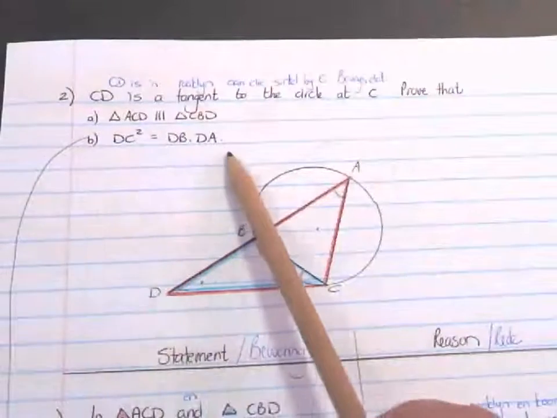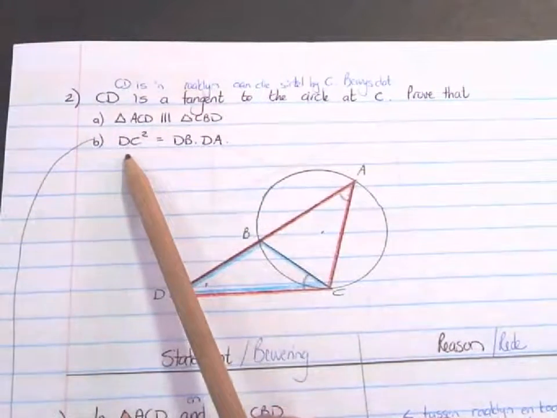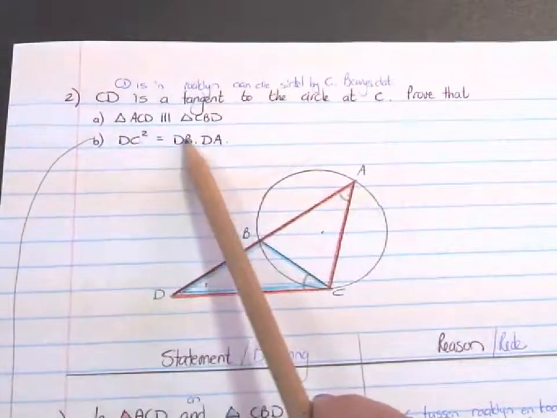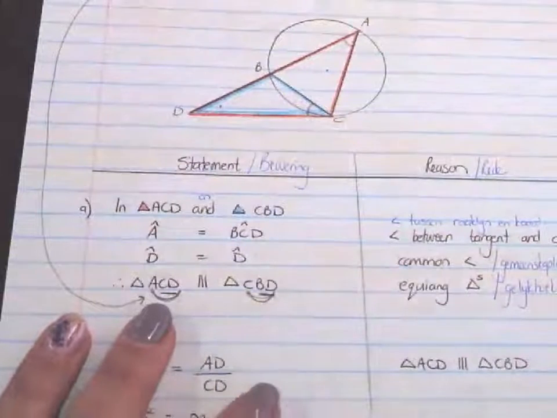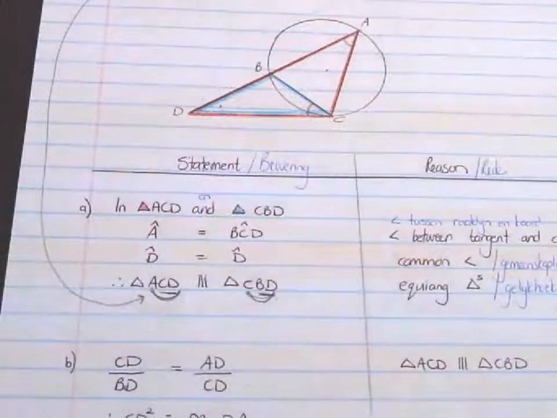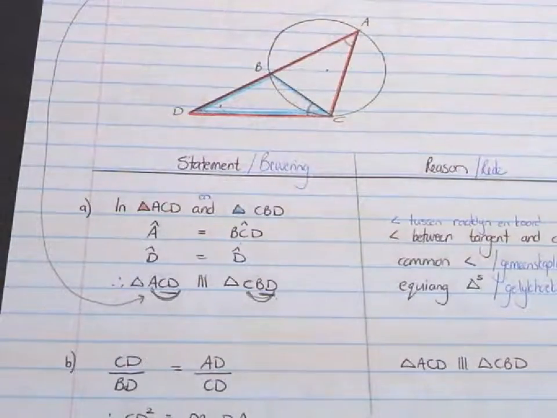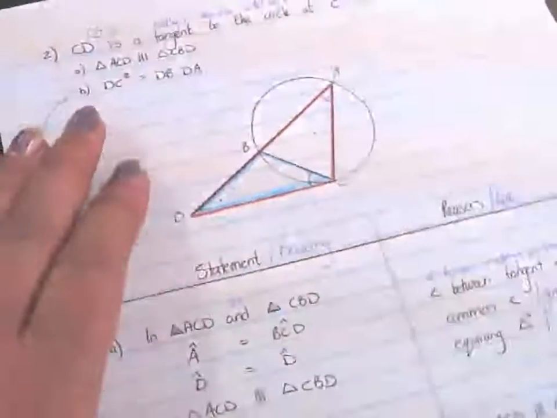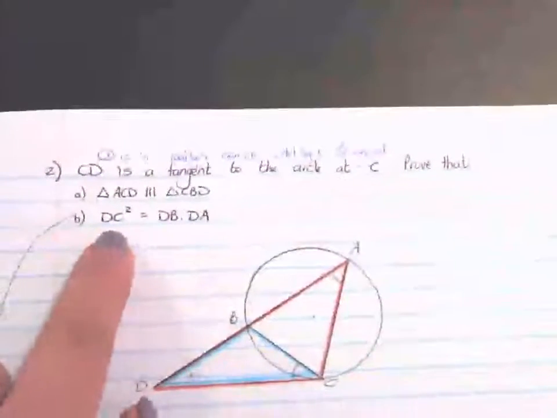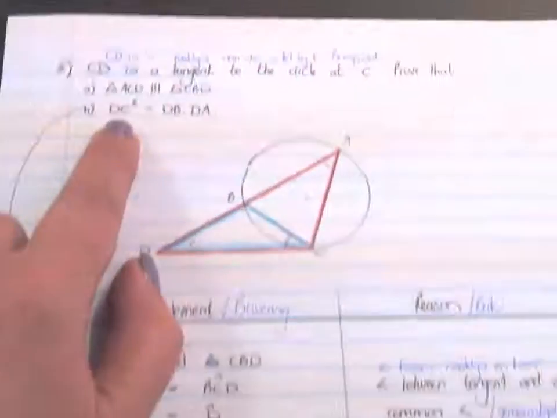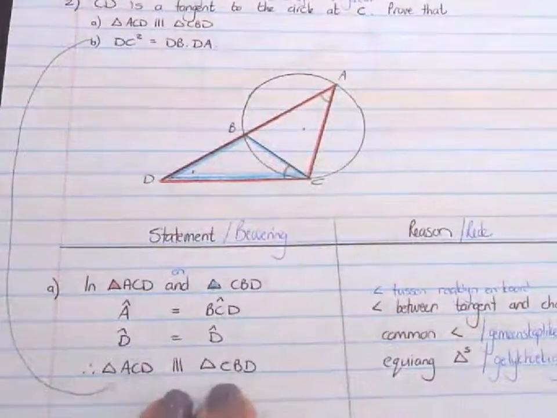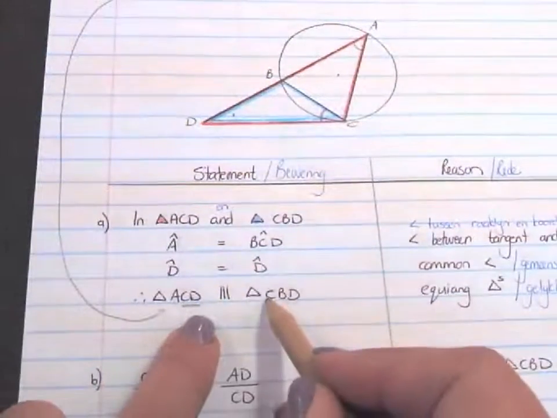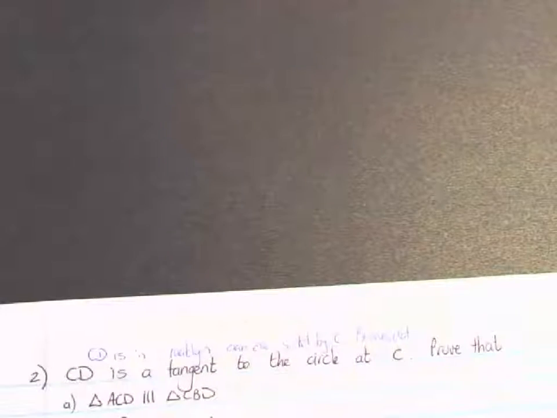number B asks you, prove that DC squared equals DB times DA. This comes from the similarity that you've just proven. Now I'm going to show you a trick on how to get to that. You need two DCs or CDs. So in your similarity statement, you look for CD and CD. There's a CD and there's a CD. So I have two CDs or DCs.